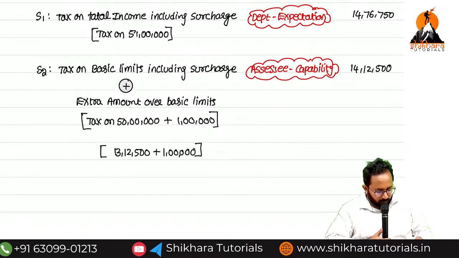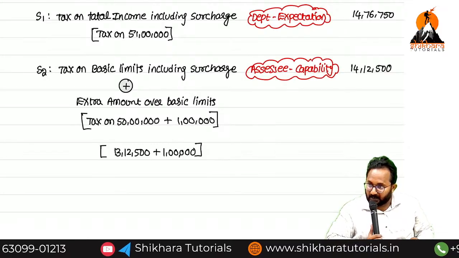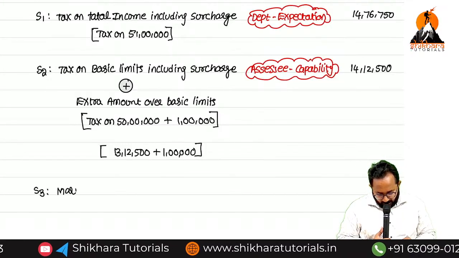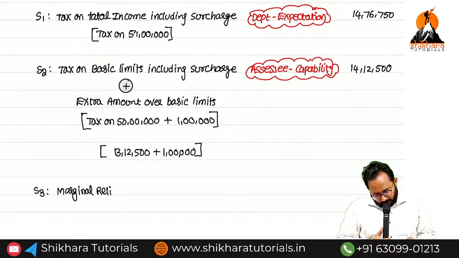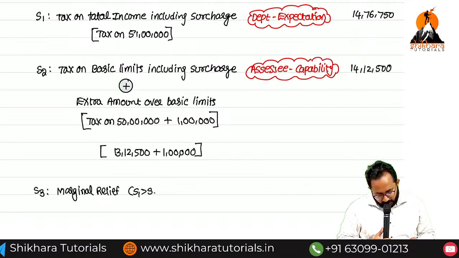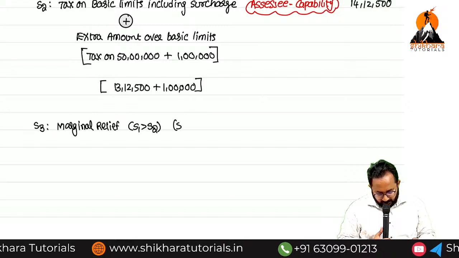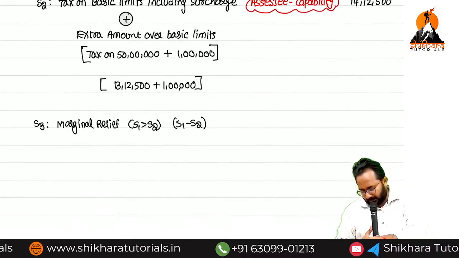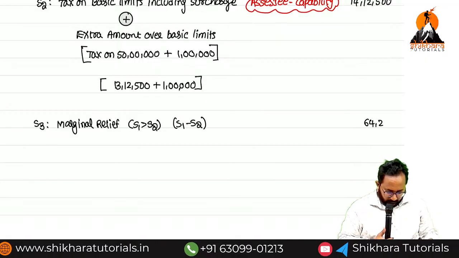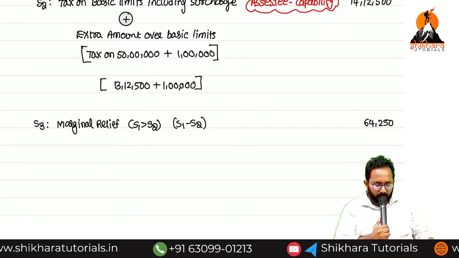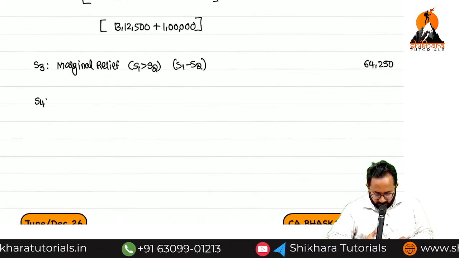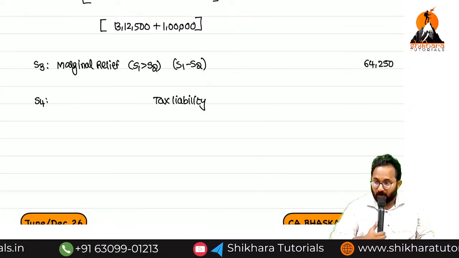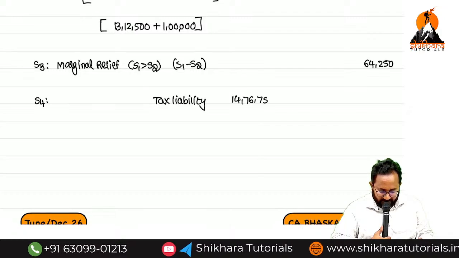Remember, more than my capability they are asking or not? Yes, it is a burden. So here the burden we removed by using which point? Marginal relief. When can we provide the marginal relief? If step 1 is more than step 2, we can calculate the marginal relief. Step 1 minus step 2. What is step 1 minus step 2? Please calculate and tell me. I think you can get 64,250. Remember, in step 4, I will tell you the tax liability. As per the government rules and regulations, as per the Act, you are required to pay 14,76,750, right?